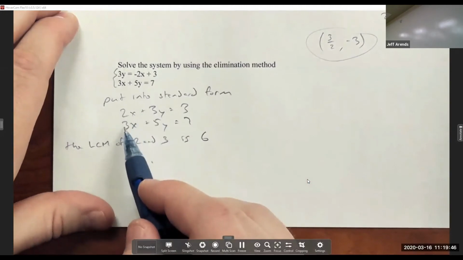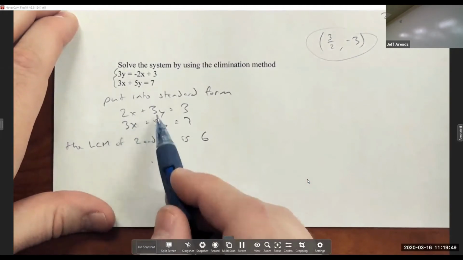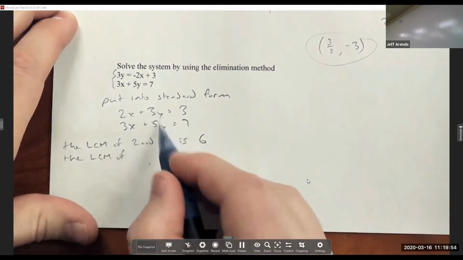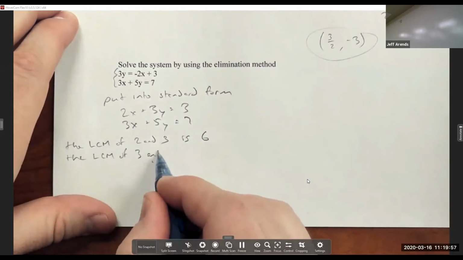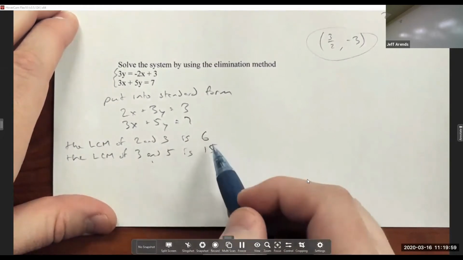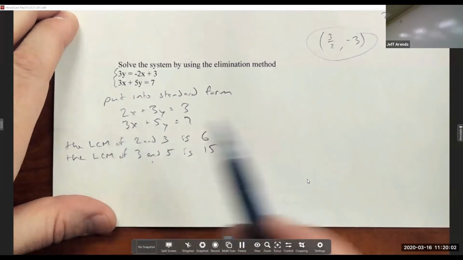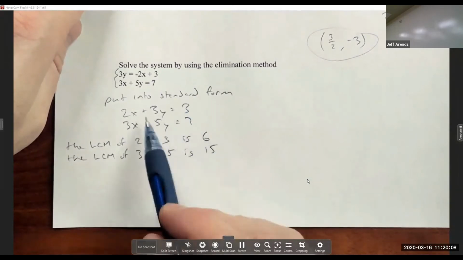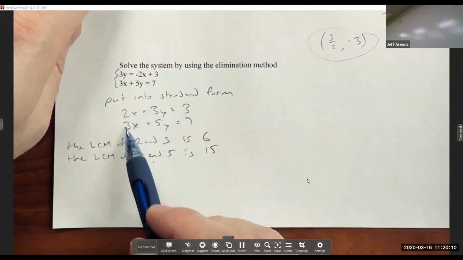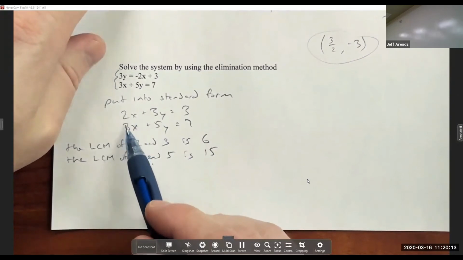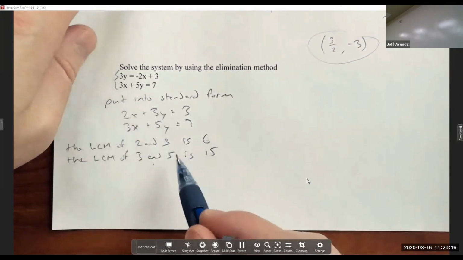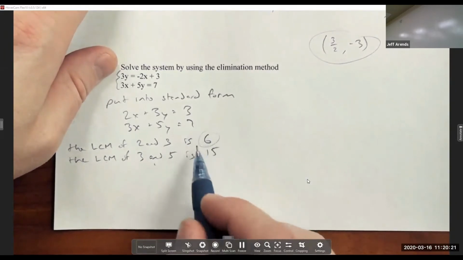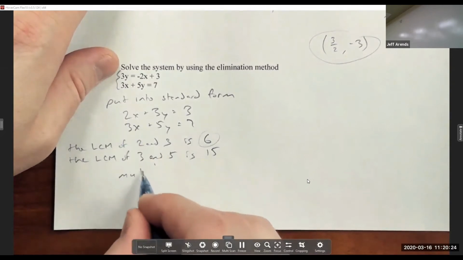There's nothing special about necessarily going with the coefficients on the x's. I could look at the least common multiple of the coefficients on the y's. So 3 and 5 is 15. If you're trying to figure out which path is going to be the easiest for you, you might do both of these and say, okay, the least common multiple here is 15, the least common multiple there is 6. 6 is smaller, so maybe I'll go with that one. There's no particular reason to go one way or the other, but I am going to go with the smaller number here.